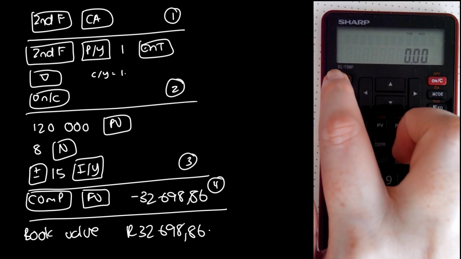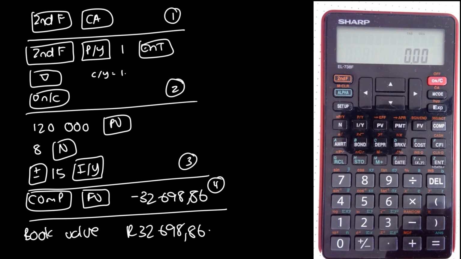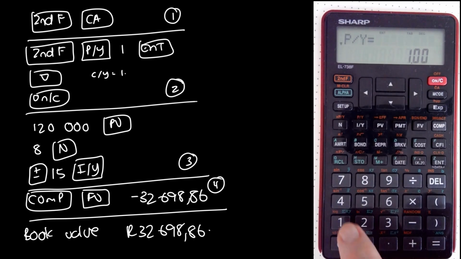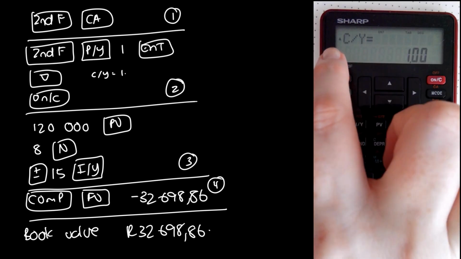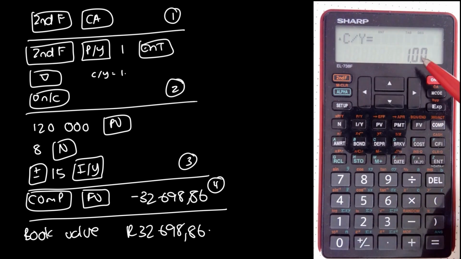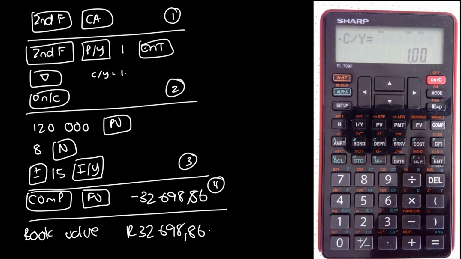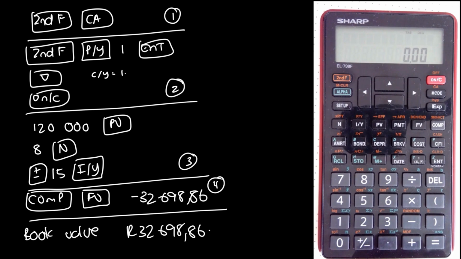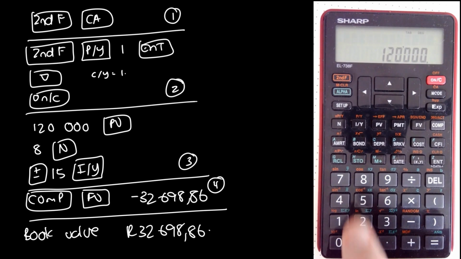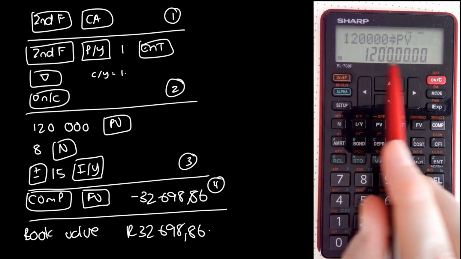So now we're just going to say second function CA to clear everything. Second function PY1, enter, check our CY. We see our CY is equal to 1, which is what we want it to be. We clear our screen and put in everything else that we know. So it's 120,000 PV, and it's positive. You can see there.